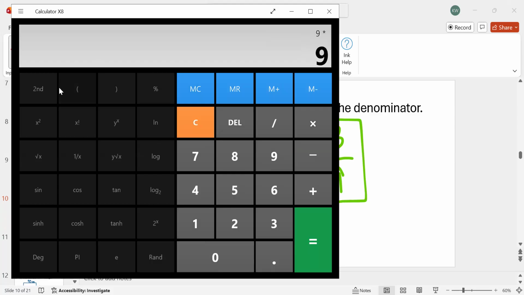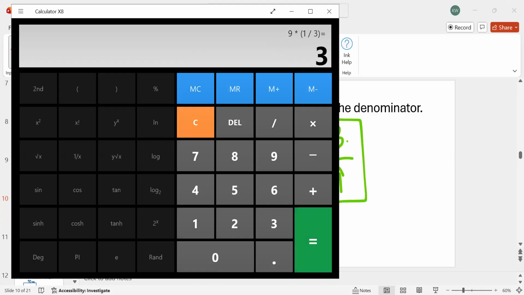9 times 1 divided by 3. Oh, why is that not working for me here? 9 times 1 divided by 3. There we go. And that is equal to a third. Oh, that's for the parentheses. If I hit equal, then that equals 3.